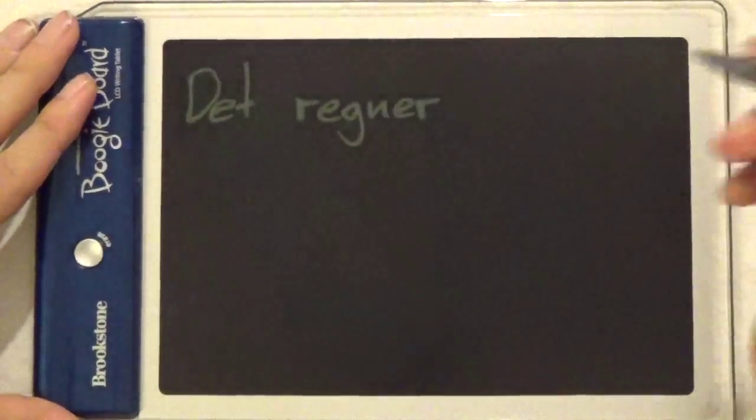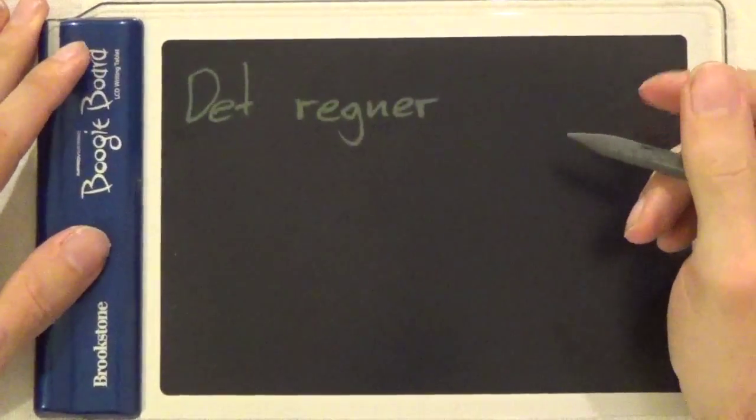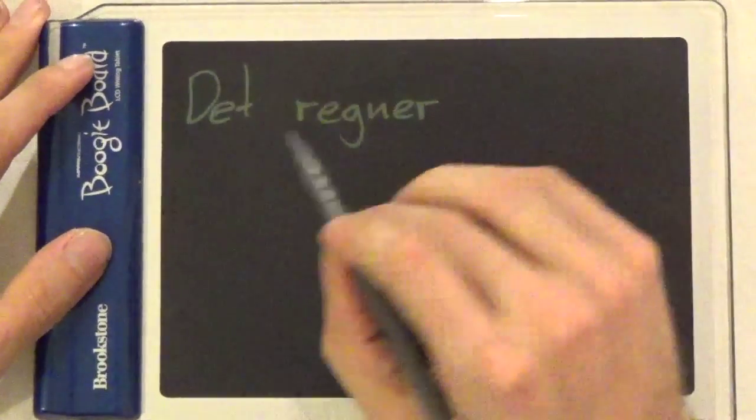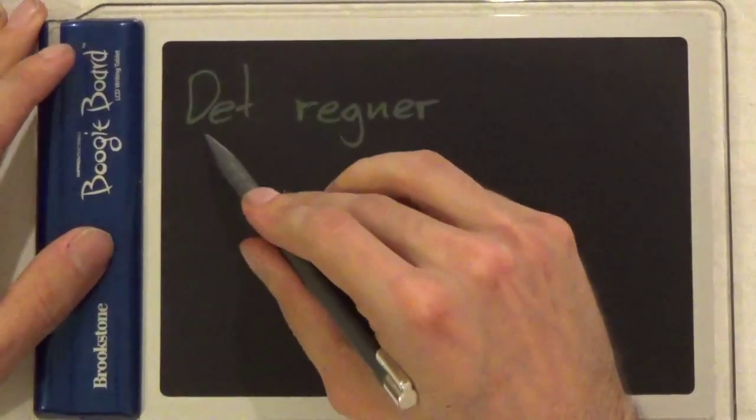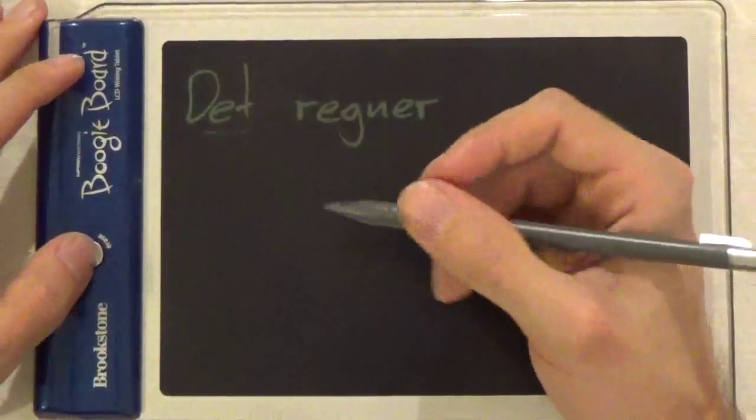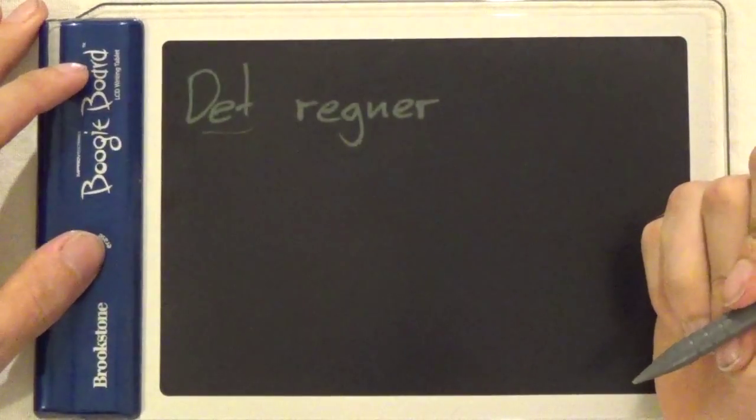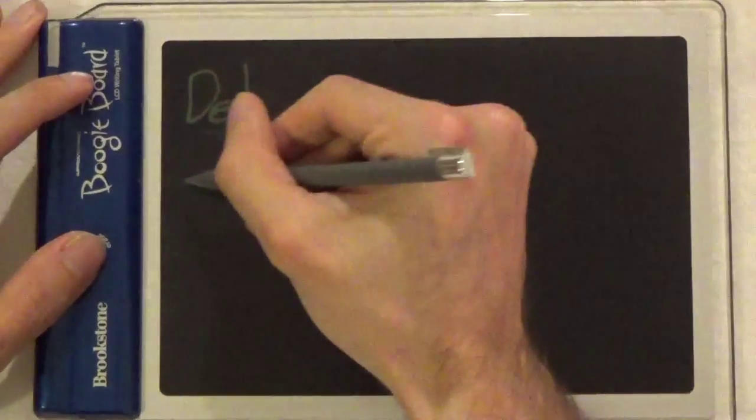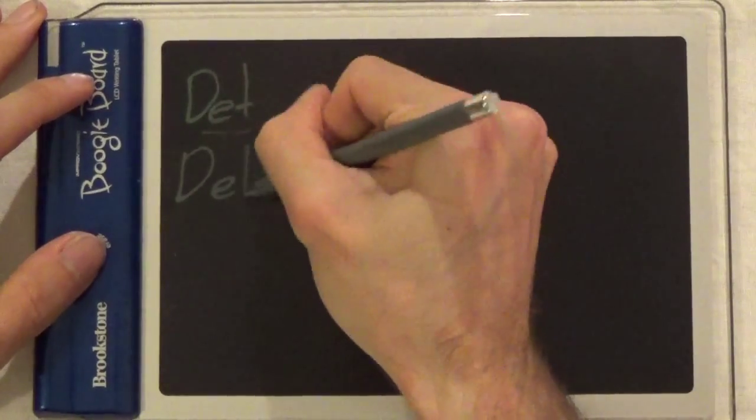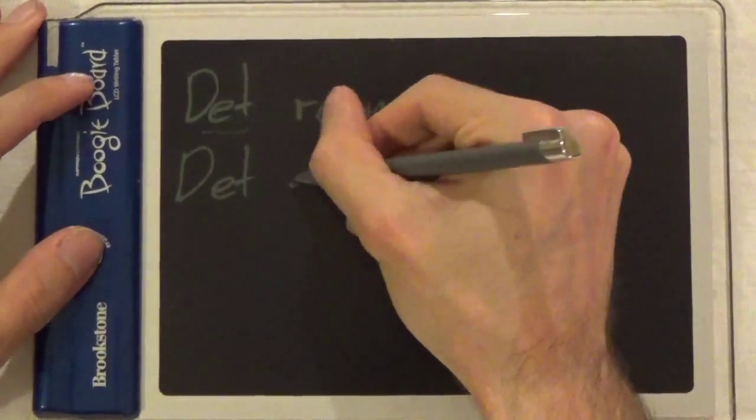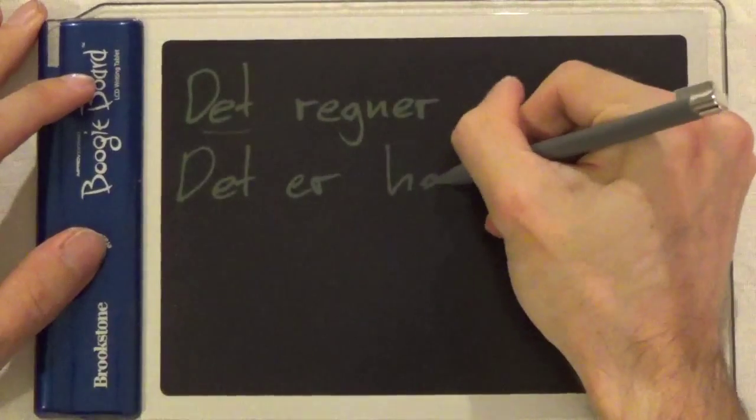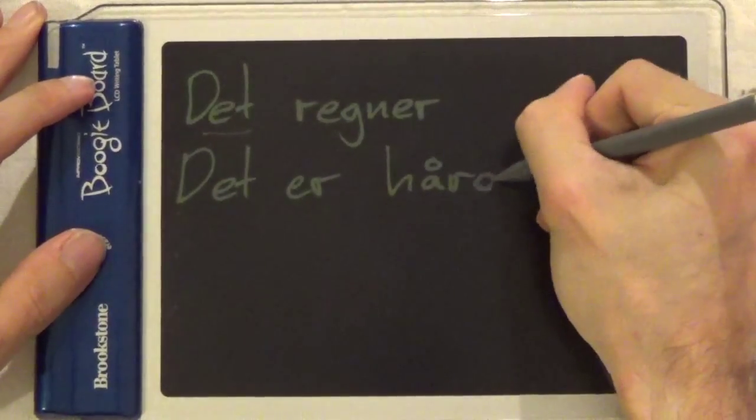So you can use this generally to describe other things about the weather. Det regner, it's raining. Again, this it is just a generic it. Let's have another example. Det er hårdt. Now this means it's hard.